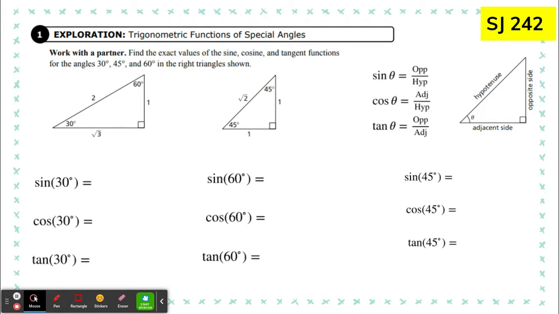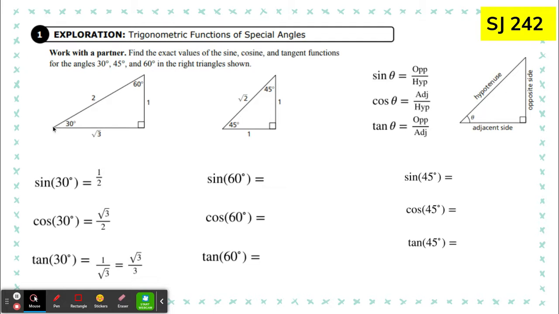Go ahead and pause this video. I really do want you to try this so that you can self-check and then start the video again when you're ready to check. As a reminder, here is the relationship for sine, cosine, and tangent. This is also in your student journal already on page 243. So let's check some answers from this point.